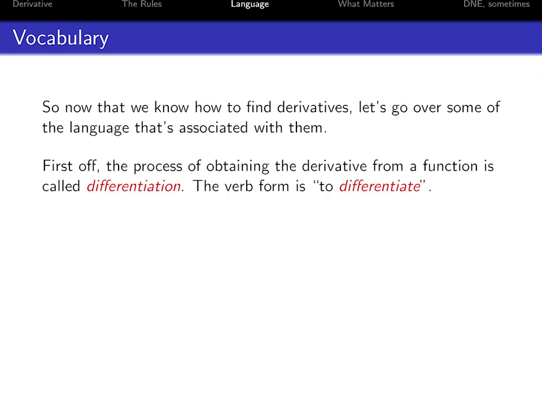First off, we call this process of obtaining the derivative from a function differentiation. That's the name for this process. If we want to apply it as a verb, we say to differentiate, right? So if we want to find what the derivative of f of x is, we would differentiate f of x to get f prime. The process of doing that differentiation is called differentiation. You kind of heard it when I said it there.